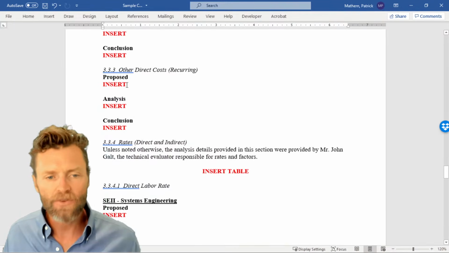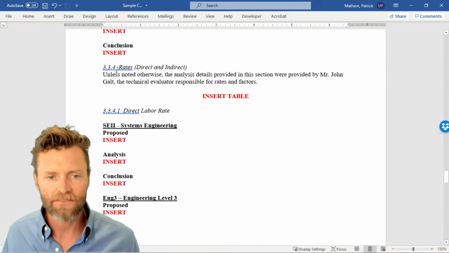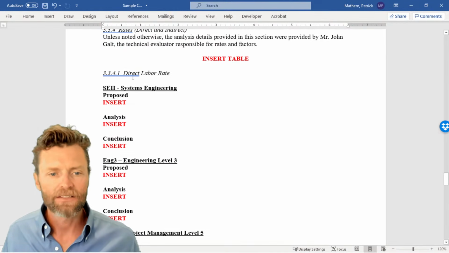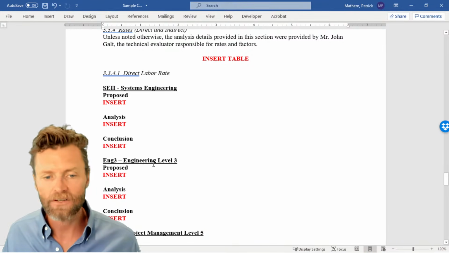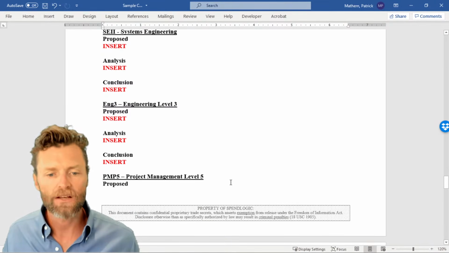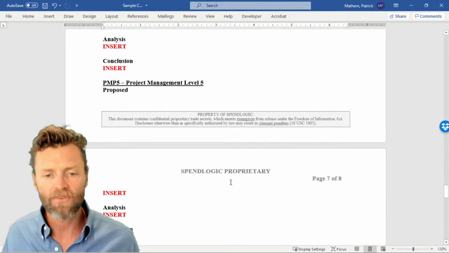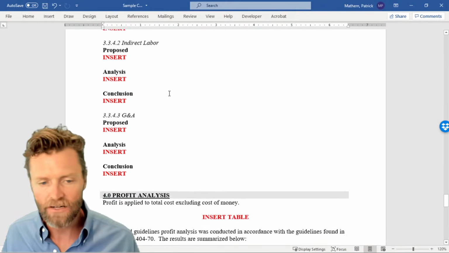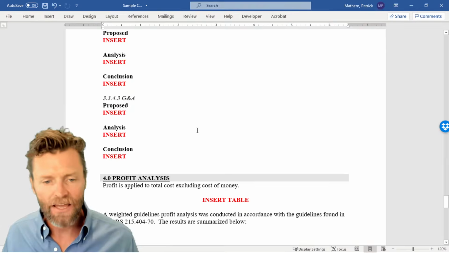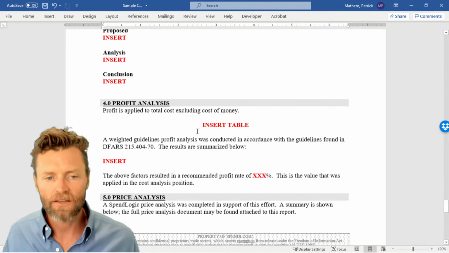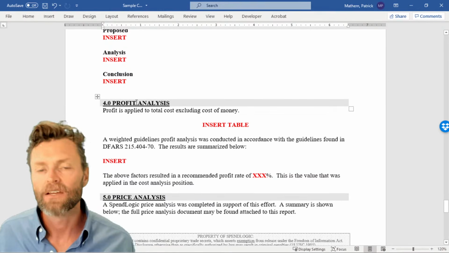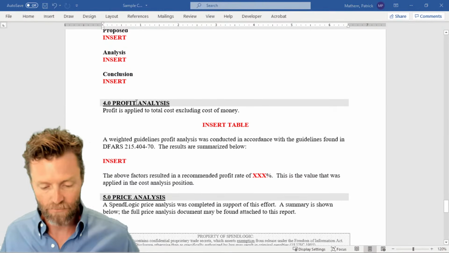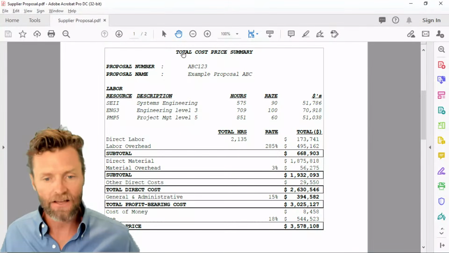I've got my other direct costs if they exist. I've got rates, direct and indirect. You can see I've got direct labor rates. I've already set it up because I know I'm going to need systems engineering, engineer 3, and project management level 5. Then I get into my indirect labor rates, my G&A. As I continue down, section 4 is profit. I'm going to have to get into their profit. Did they break profit out? Yes, they did.